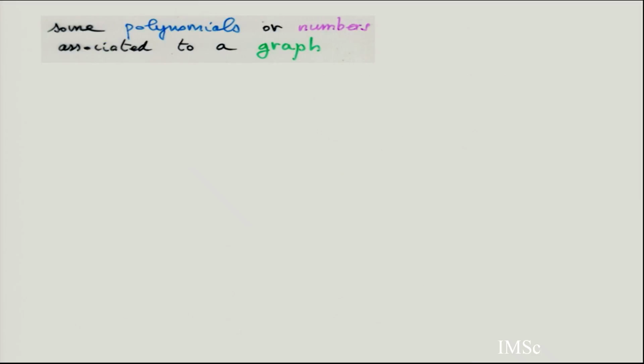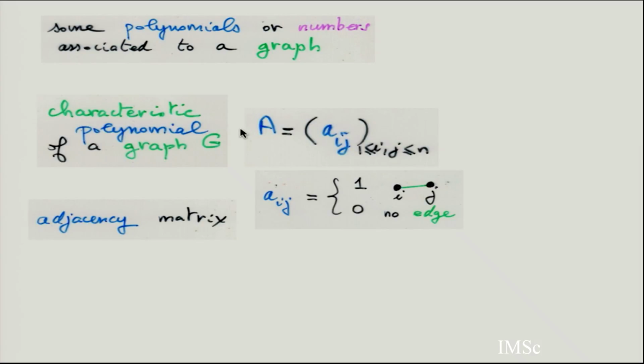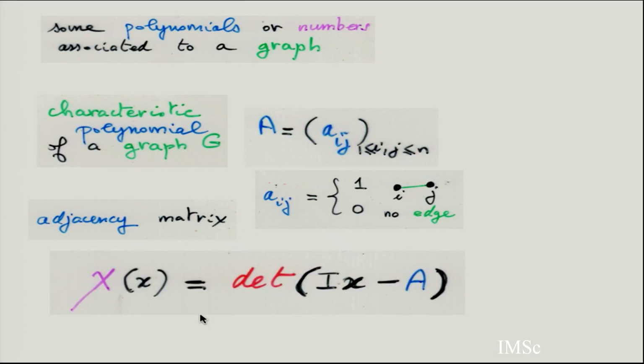So here I will introduce a museum of polynomials related to a graph. There is a very classical polynomial, the characteristic polynomial related to a graph, for which we have the adjacency matrix. We have already seen that the characteristic polynomial is the determinant of xI minus A.